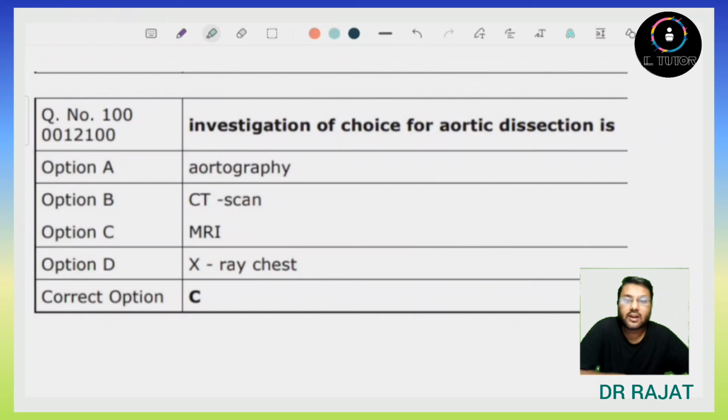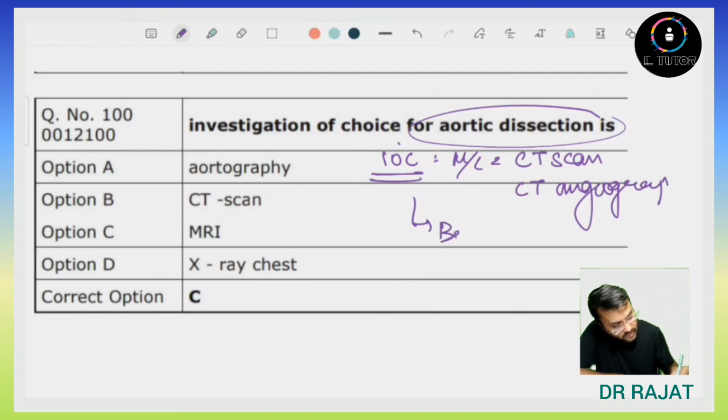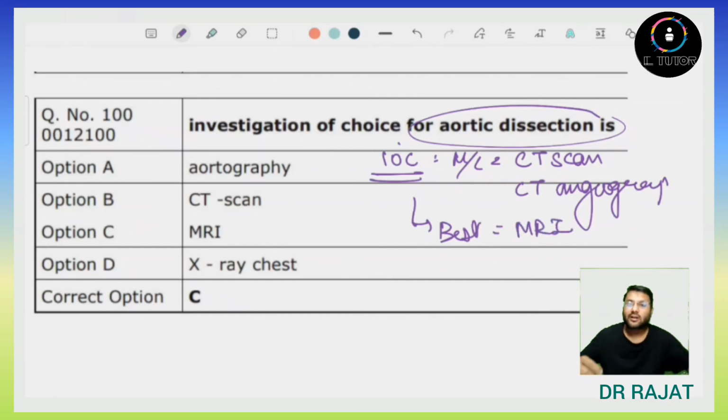Investigation of choice for aortic dissection is. So for aortic dissection there are various investigations of choice. Most commonly used is CT scan or CT angiography can be used, but best is MRI. So investigation of choice is MRI, but it can be CT scan also, because most commonly used is CT scan, but best among them is MRI.